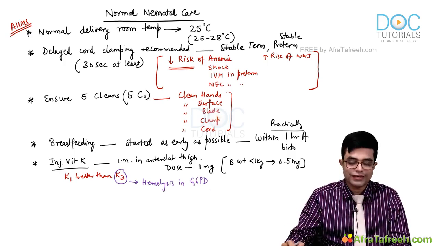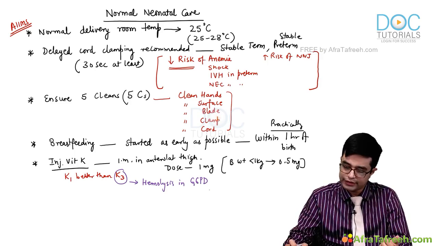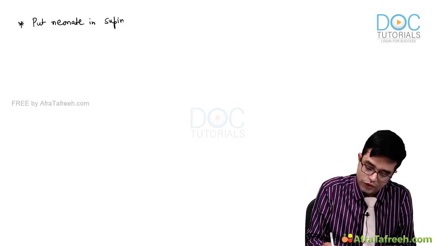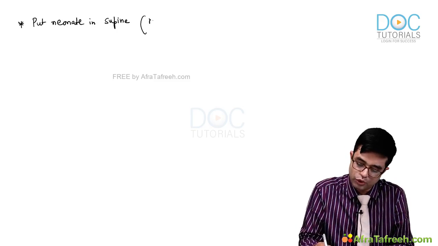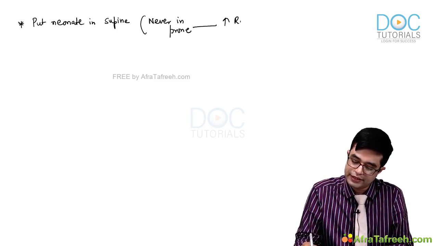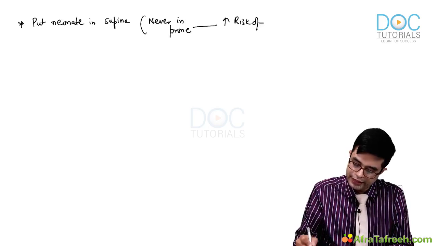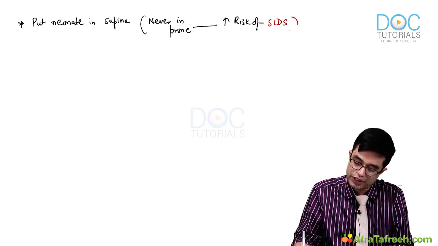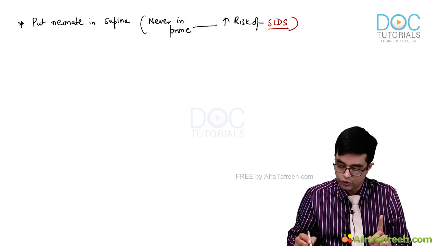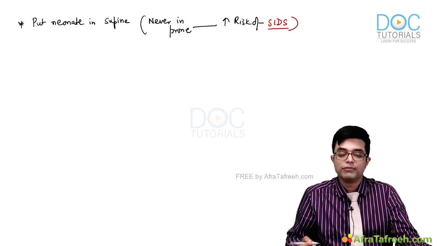Moving towards the next slide, some more neonatal care things. Newborn should always be put in supine position, on his back. Never put the child in prone position. Why? Because if you put a newborn in prone position, it increases the risk of sudden infant death syndrome. Death of the child can happen. SIDS, sudden infant death syndrome. So we always put the newborn in a supine position.